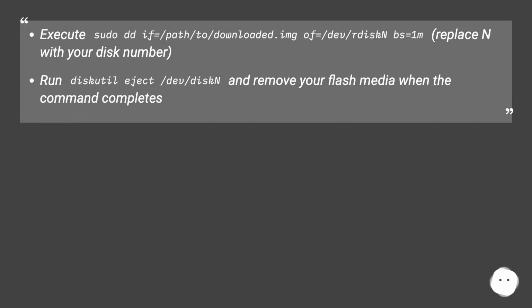Execute sudo dd if=/path/to/downloaded.img of=/dev/diskN bs=1m. Replace N with your disk number. Run diskutil eject /dev/diskN and remove your flash media when the command completes.